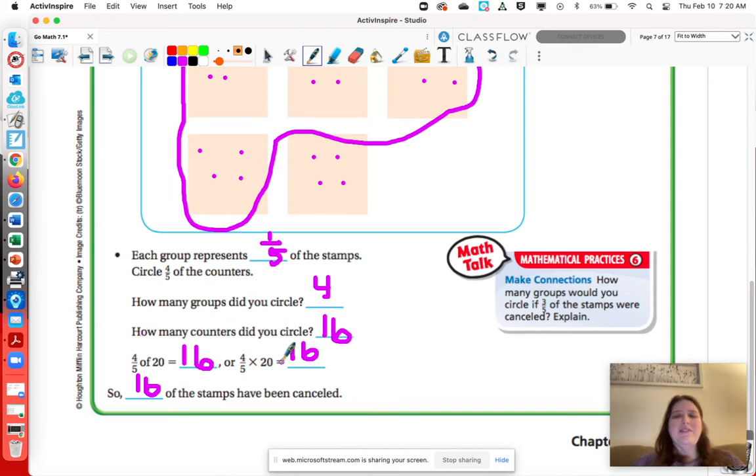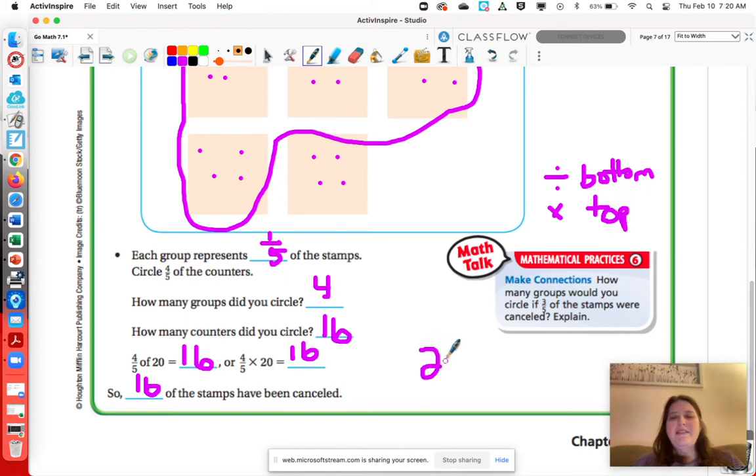Another way we can quickly do this is a little trick. And it only works if the bottom number of the fraction can equally divide into the top number. So the one trick I always say is we can divide by the bottom, and then we'll multiply by the top. So let's take a look at that quick way.